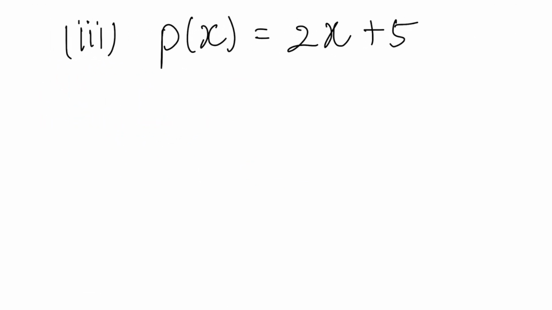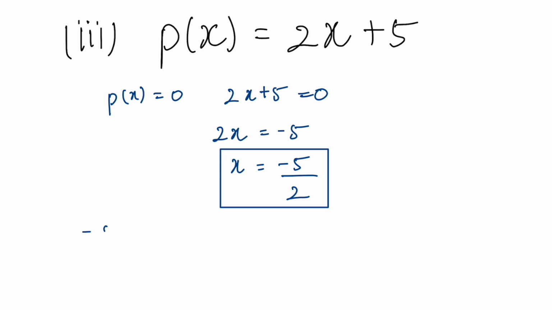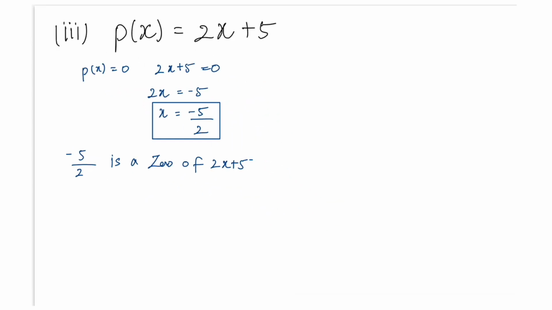Okay, so p of x equals 2x plus 5. So p of x equals 0, so 2x plus 5 equals 0. You're subtracting 5 on both sides, that gives you 2x equal to minus 5, and you're dividing by 2 on both sides, that gives you x equal to minus 5 by 2. Okay, so x equal to minus 5 by 2 is a zero of this polynomial. Minus 5 by 2 is a zero of 2x plus 5. Okay, so moving on to the next subdivision.